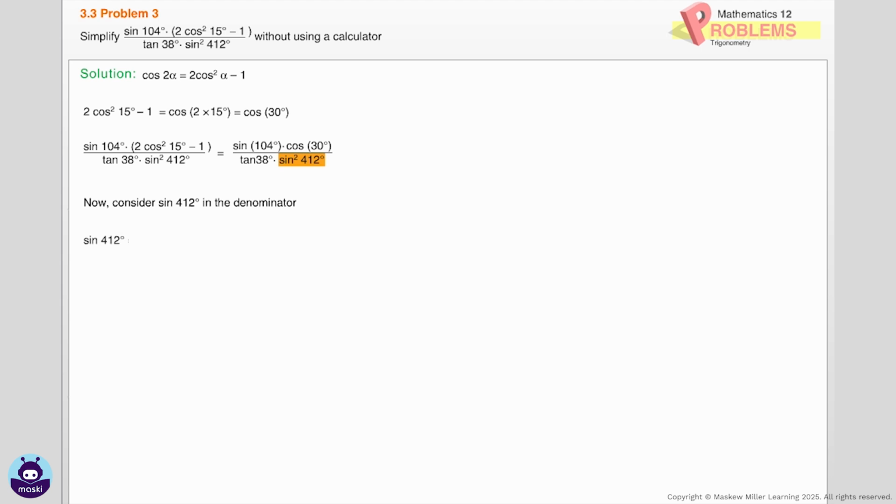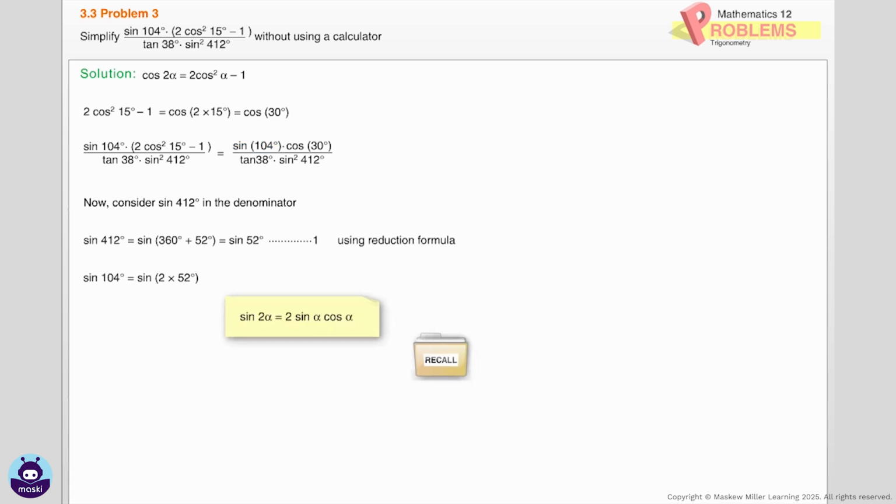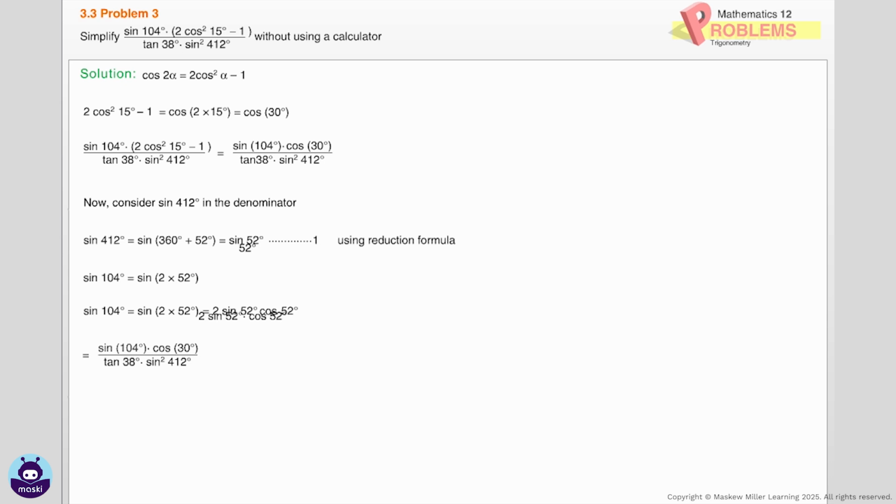Sine 412 degrees equals sine 360 degrees plus 52 degrees equals sine 52 degrees using the reduction formula. Note that sine 104 degrees in the numerator can be expressed as sine 2 times 52 degrees. Now recall the double angle identity for sine. Substituting alpha equal to 52 degrees, we get sine 2 times 52 degrees equals 2 sine 52 degrees times cos 52 degrees. Substituting sine 412 degrees equals sine 52 degrees and sine 104 degrees equals sine 2 times 52 degrees in the numerator of the expression.